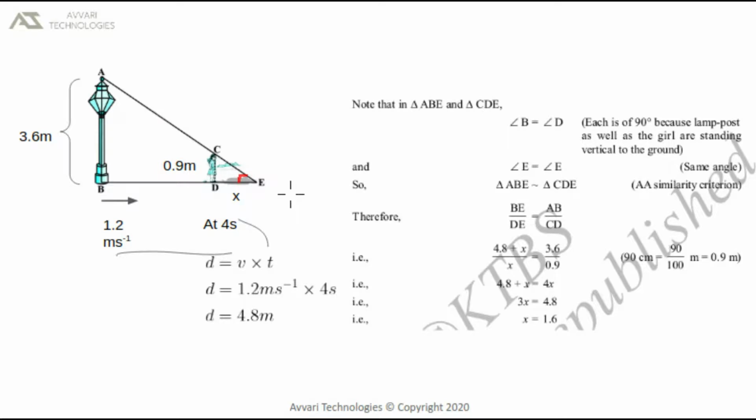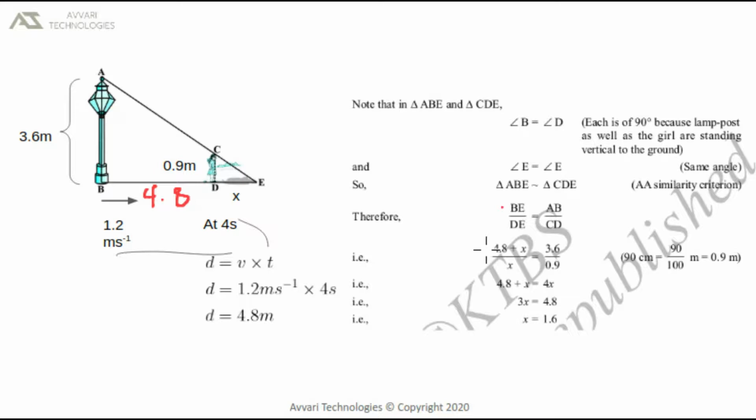Now we can apply the basic proportionality theorem. BE by DE is equal to AB by CD. The length BE is equal to BD plus DE. The length of BD is 4.8 meter that we calculated earlier plus x, the length of DE that we need to calculate.